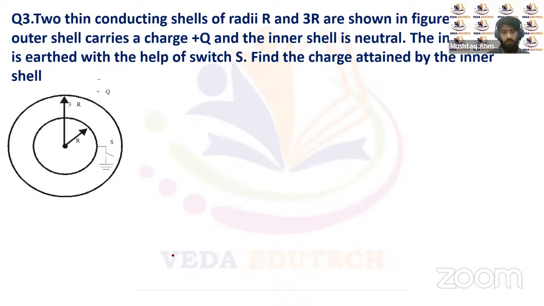There's an earthing for this inner shell with the help of this switch S. Find the charge attained by the inner shell when switch S is closed. When we close this switch S, we have to find the charge on the inner shell. Now you can see here.